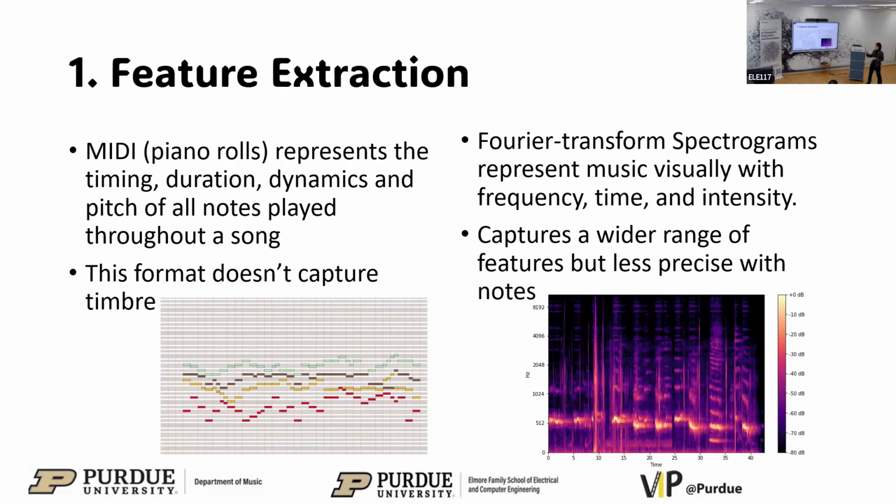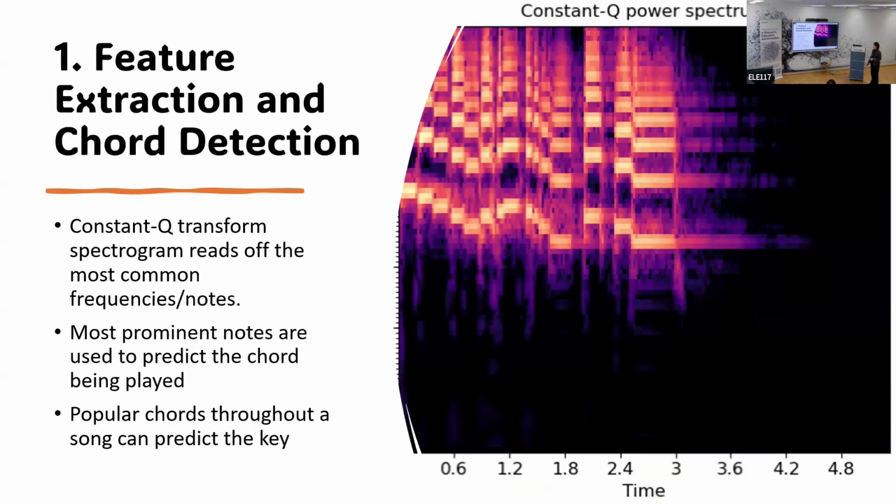Yeah, the second one is the Fourier transform spectrogram that captures more like frequency and time and intensity. But does it capture the exact pitches? No, right? It doesn't capture exact pitches. It's just a little bit subjective. Yeah, so they help each other. Then we also use the constant Q transform spectrogram, which can capture the frequent notes. Then we will know the chord progressions, and from the chord progressions, we will know the key of the piece.